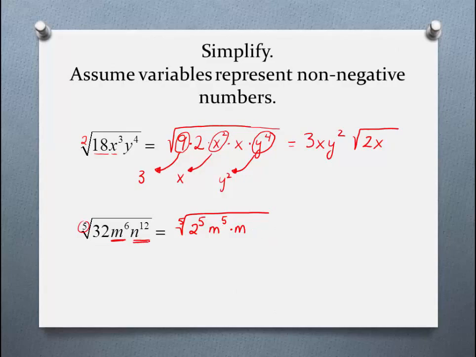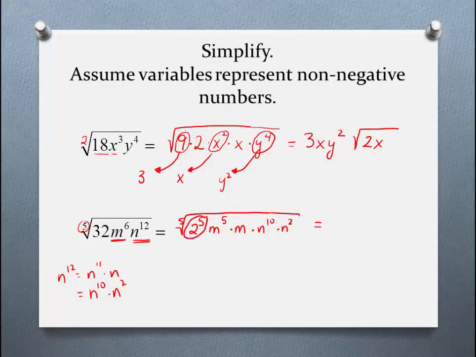And then n to the 12th, well, I could rewrite that as n to the 11th times n, but that doesn't help me. Helps me more if I rewrite it as n to the 10th times n squared, because 5 will divide into the 10.